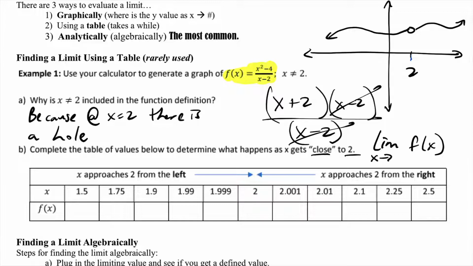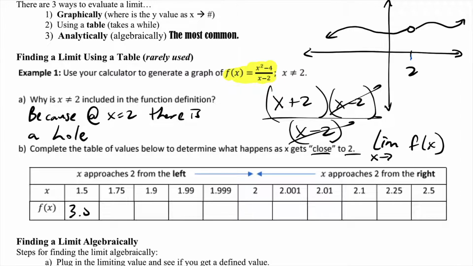So we're going to plug in each of these numbers into the yellow function and see what we get. Okay, so 1.5. When I plug in 1.5, I get 3.5. 1.75. When I plug in 1.75, I get 3.75. Again, I'm plugging them into the yellow function, f of x. So I'm plugging it in on top, I'm plugging it in on bottom. I just have it programmed in my calculator, so it goes super fast.